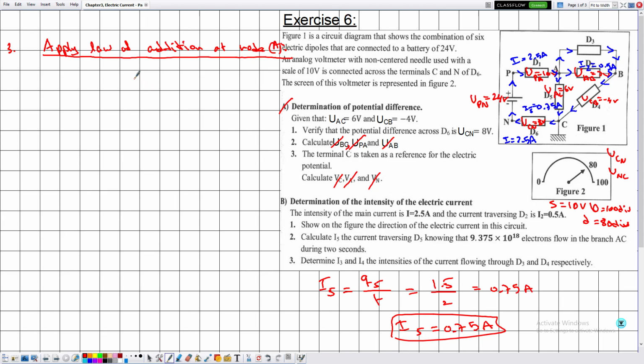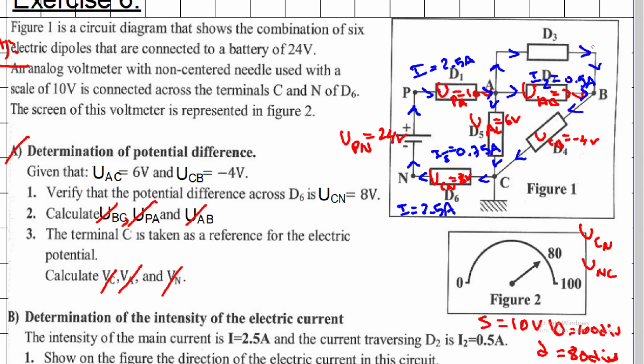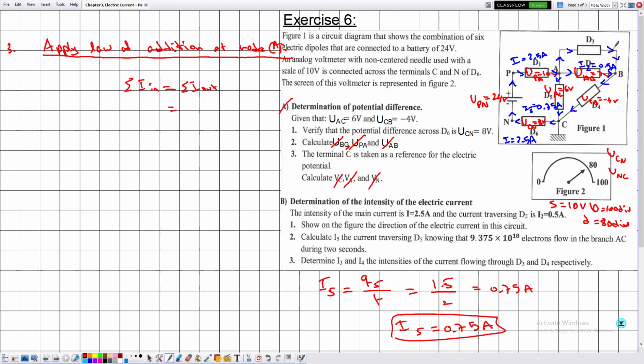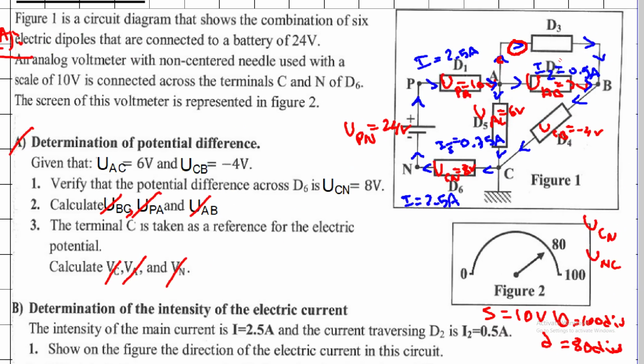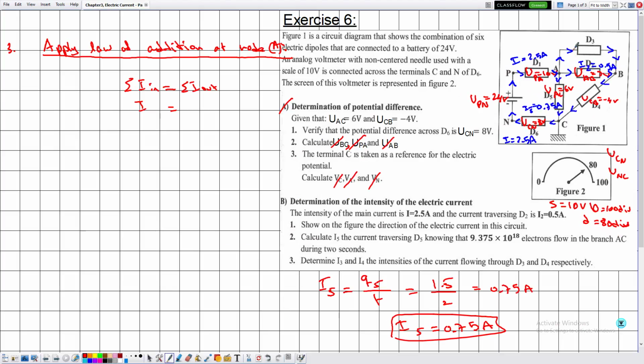Now the law of addition of currents is given by summation of I in is equal to summation of I out. Let's determine the currents that are entering the node, and this is only given by the main current, which is I. The currents leaving the node are given by I3, I2, and I5, and this is the correct direction of the current because we have predetermined this according to the value of the potential difference, which is U.